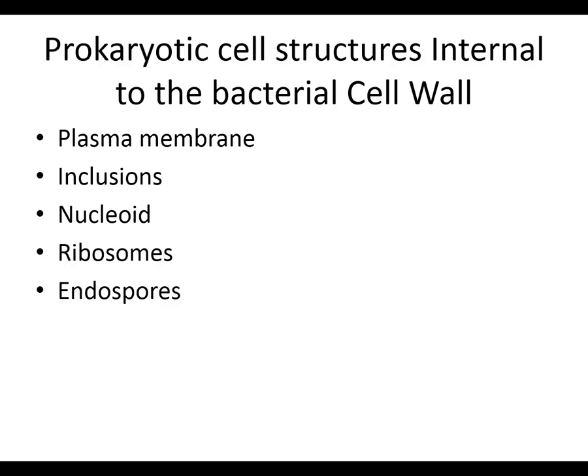Okay? All right. Anyway, so prokaryotic cell structures internal to the bacterial cell wall: plasma membrane, inclusions, nucleoid, ribosomes, endospores. I would put a little asterisk about inclusions. I'm going to talk about them, but I don't think there's going to be a lot of testing about those, okay? So lower your blood pressure when I talk about inclusions. Keep your blood pressure nice and high when I talk about all these others, okay?